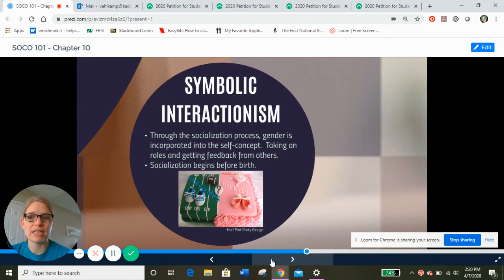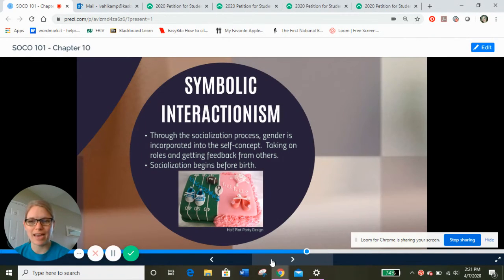And finally, symbolic interactionism is that process through which we take on gender in our lives. So gender becomes incorporated into the self-concept. That's where girls learn what it means to be a girl and boys learn what it means to be a boy, and that becomes ingrained into our self-concept. So taking on these roles and getting feedback from others, that's where you hear little girls told, you need to act like a girl, you need to sit like a girl, you need to be more ladylike, or when little boys cry and they are shamed and taught that boys don't act that way. And this process even begins before birth.